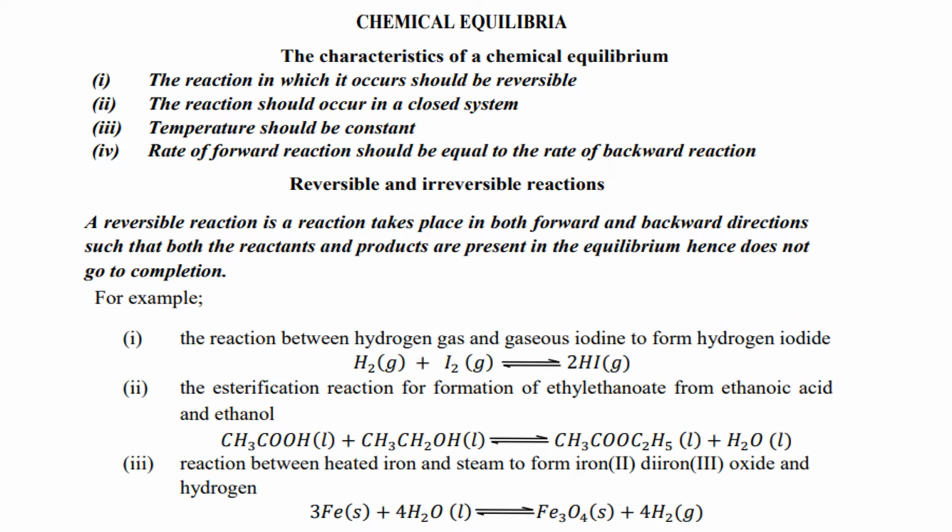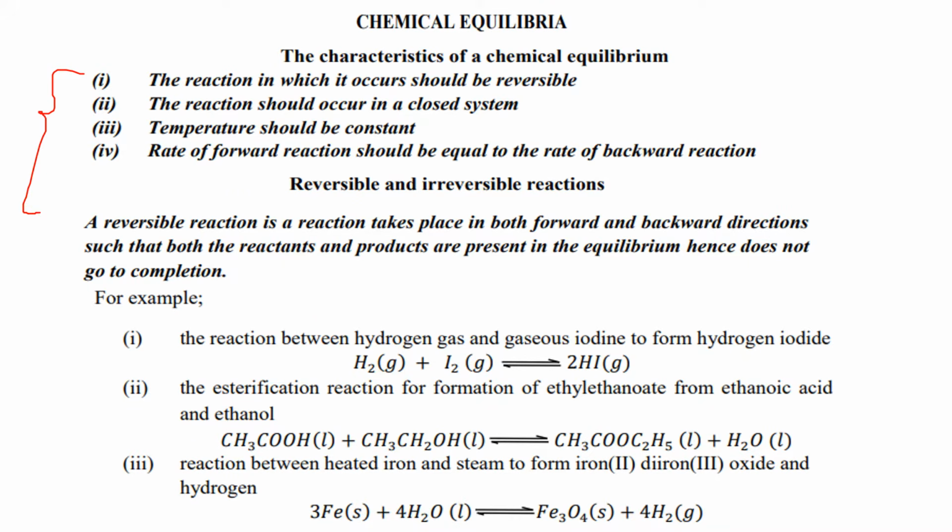Chemical equilibria, we are going to mainly start with the characteristics of chemical equilibrium. The definition is quite relevant because here we are handling equilibrium involving equations. That's why in most of the equations we are going to be using reversible arrows. So the characteristics of a chemical equilibria include the following.